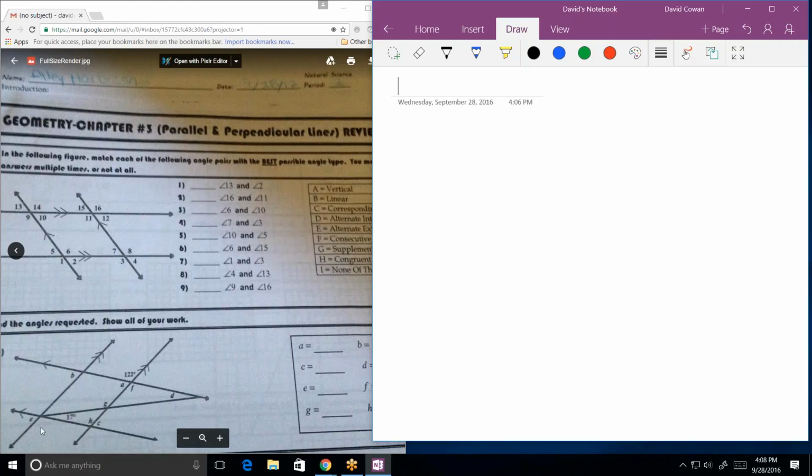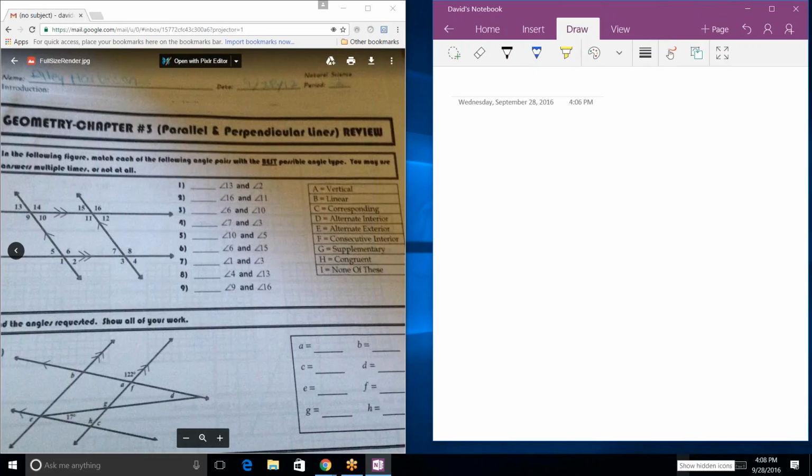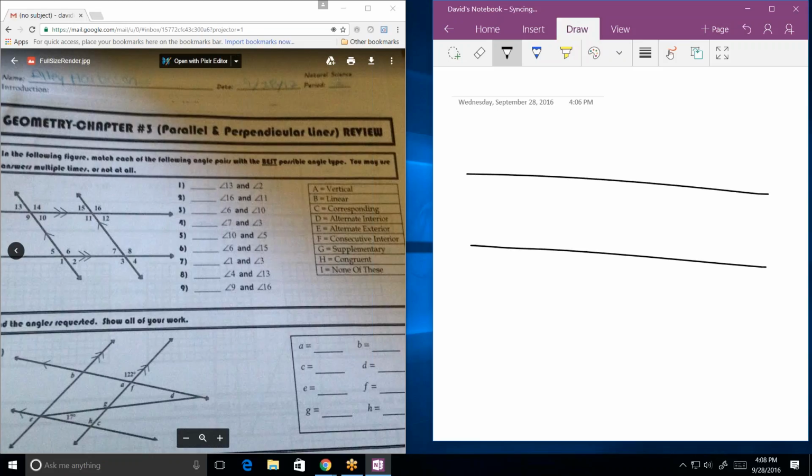I know they give you all this alternate interior, alternate exterior, but take it from me, you won't need to know any of that a year from now, ever again. What you will need to know is parallel lines and the fact that parallel lines create an obtuse and an acute angle. Now, occasionally they will try to mix you up and they'll give you parallel lines and they'll give you something that looks like it's perpendicular.